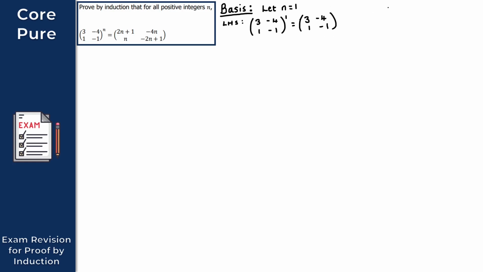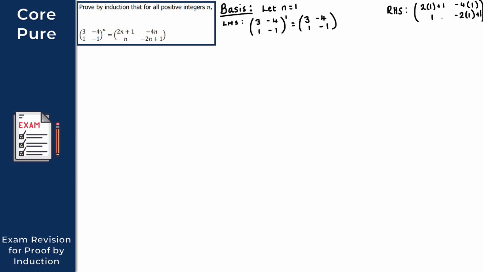Now for the right-hand side here then, what do we get? So for the right-hand side then, well, I get 2 lots of 1 plus 1. Let me write this down in full. So I get 2 lots of 1 plus 1. I then get minus 4 lots of 1 here. I then get 1 in the bottom left corner. And then finally here, I get minus 2 lots of 1 plus 1 there. Okay. I'm going to run out of room a little bit there, but just about fitting it on.